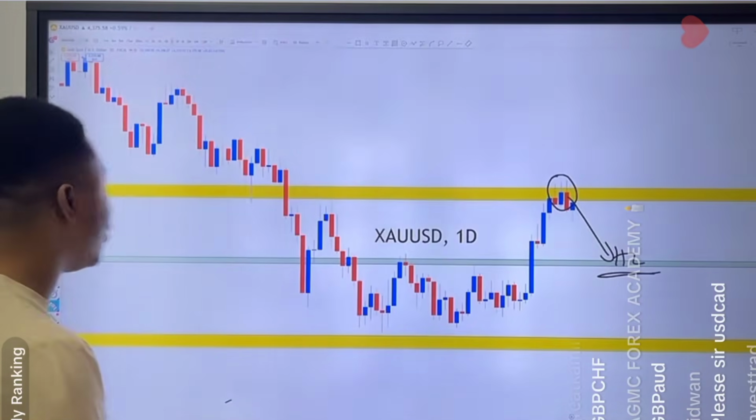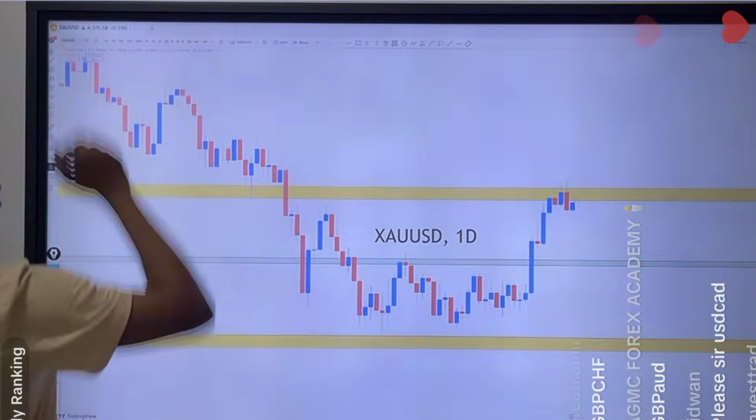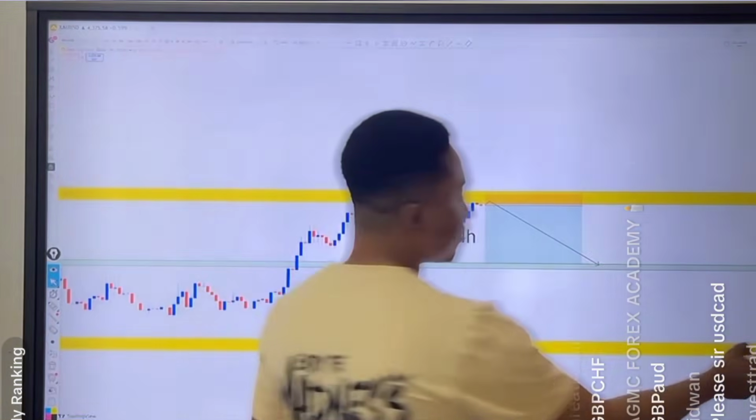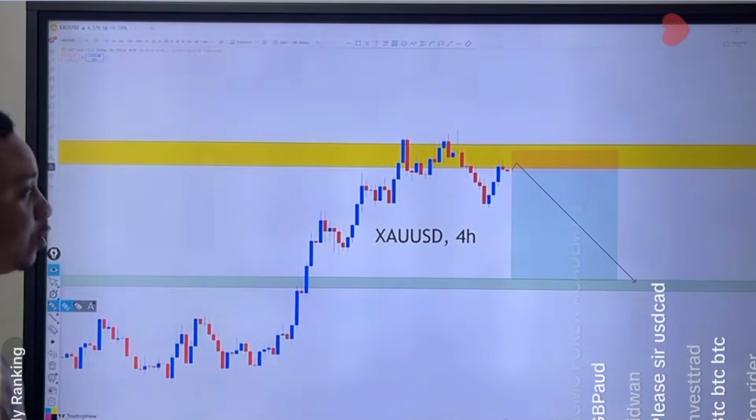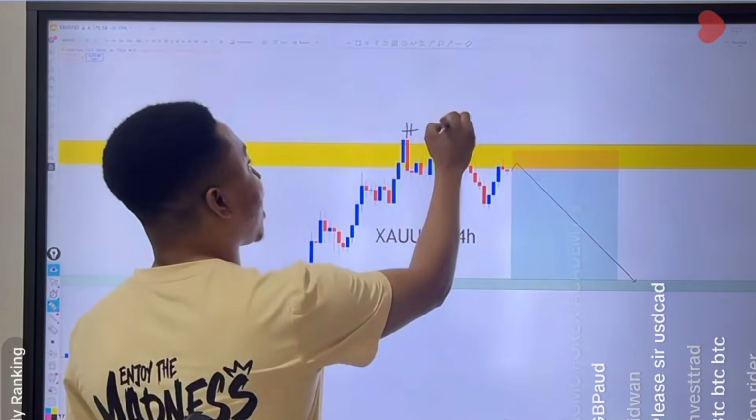Now let's take it over to the 4H time frame and then prepare for the sells. This is the 4H time frame of gold. Now gold on the 4H time frame, we have equal highs, higher low.